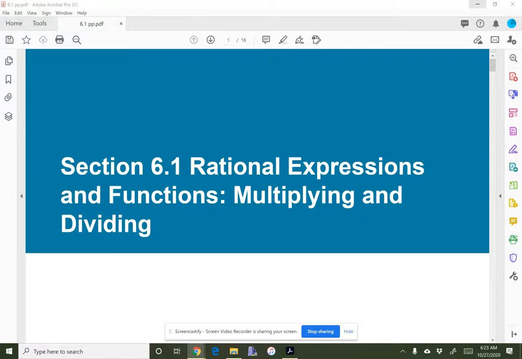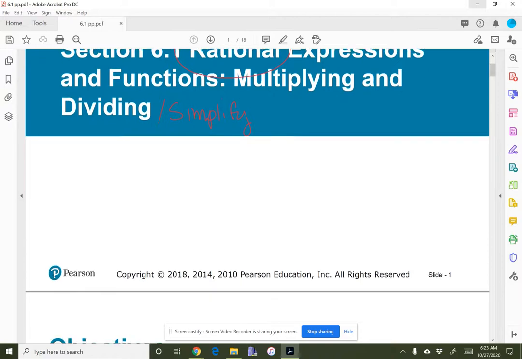Okay, guys, 6.1 is rational expressions and functions. We're going to specifically multiply and divide, and I'm going to add in here that we're going to simplify as well. Just understand that when I say rational, I mean fractions. We're talking about fractions, specifically fractions with polynomials in them. So that's what we're talking about in 6.1.